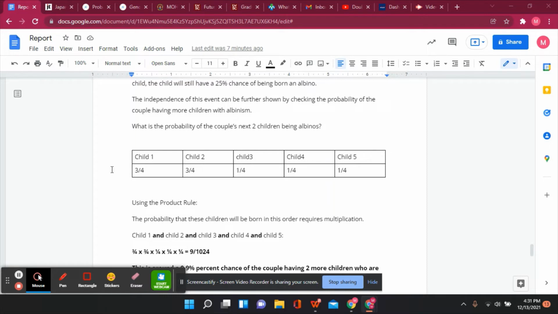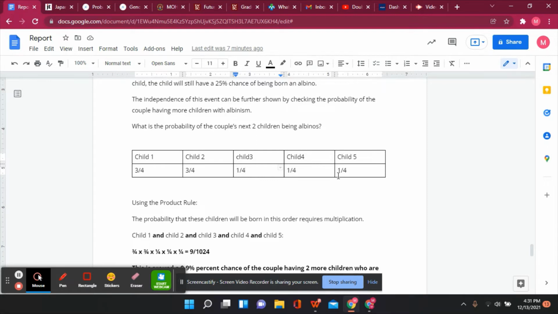So, in this situation, I created a table that shows the different outcomes. Child one, the probability of having a child without albinism was three quarters, so we placed that there. And for child two, but with child three, we had 25% chance that this child was going to be an albino, and it was actually an albino.